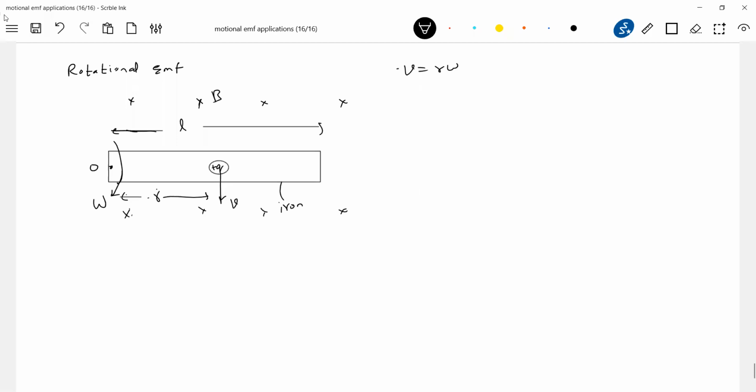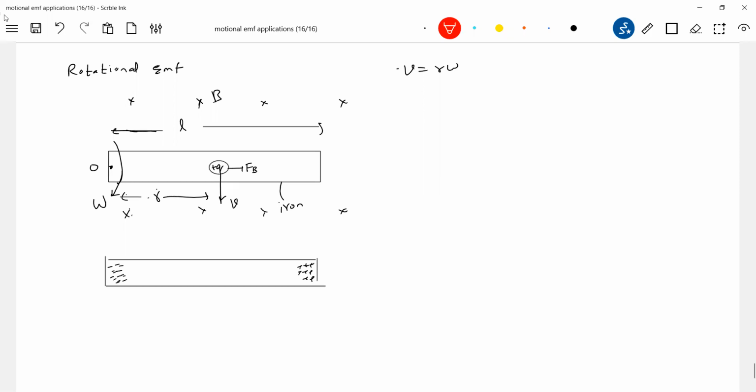B bar cross velocity, so the magnetic force will act in this direction. This magnetic force, what will it do? It will drift the charges. So this end will become positive. The electrons will get deposited here. The deficiency of electrons here is practically a positive charge.